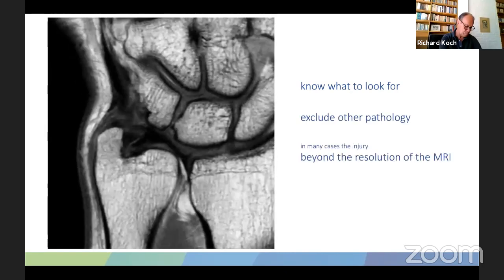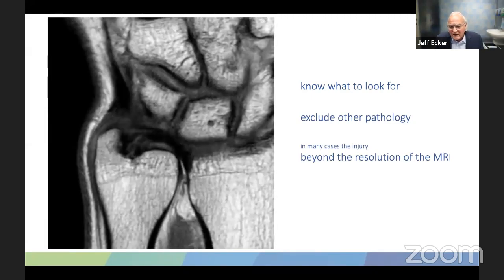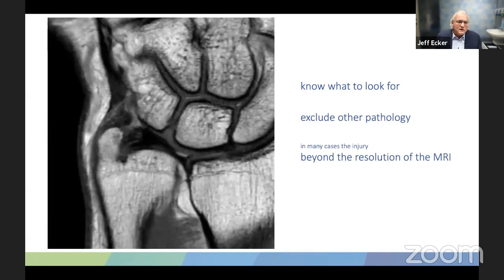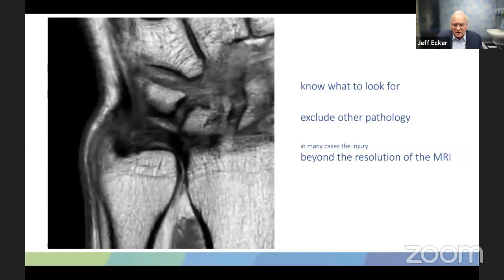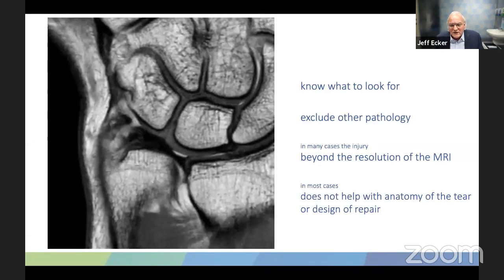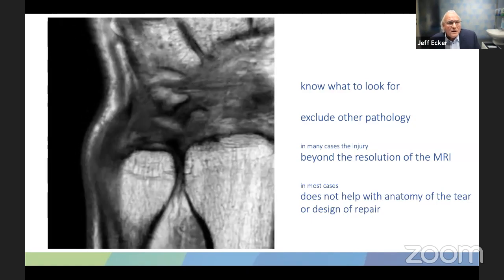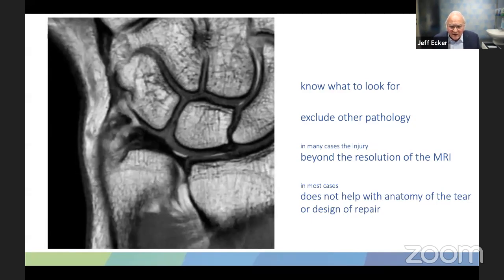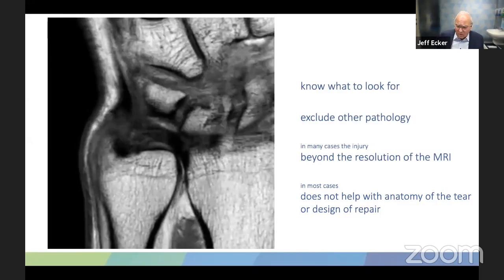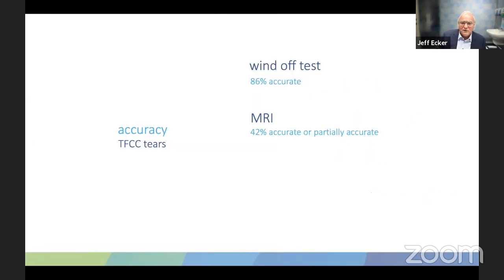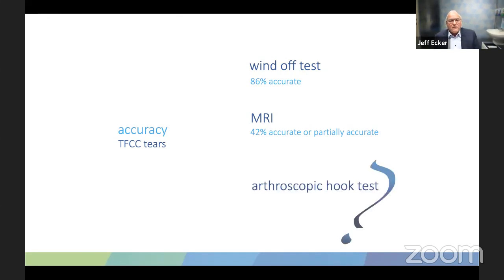You need to exclude other pathology, and the MRI is very, very good for that. And you need to understand that there are many things that are beyond the resolution of the MRI scan. So in most cases, it does help with the anatomy. It doesn't define the anatomy, nor does it give you a clue about what type of repair you need to do. So getting back to it, our Wyandotte test is 86% accurate. This is quite interesting where the examination and the history are very accurate, more accurate than an isolated MRI scan out of context. 42% accurate with an MRI.